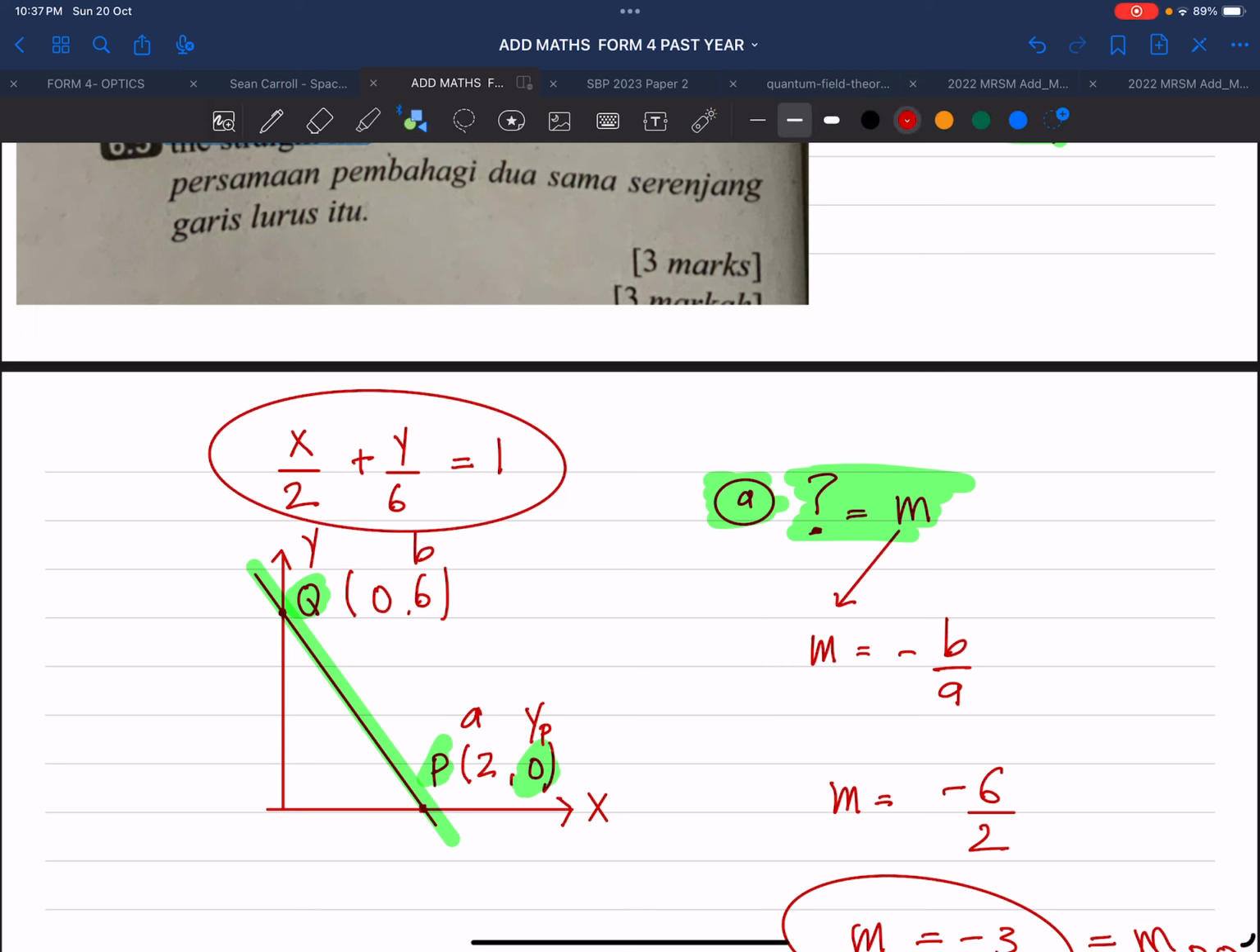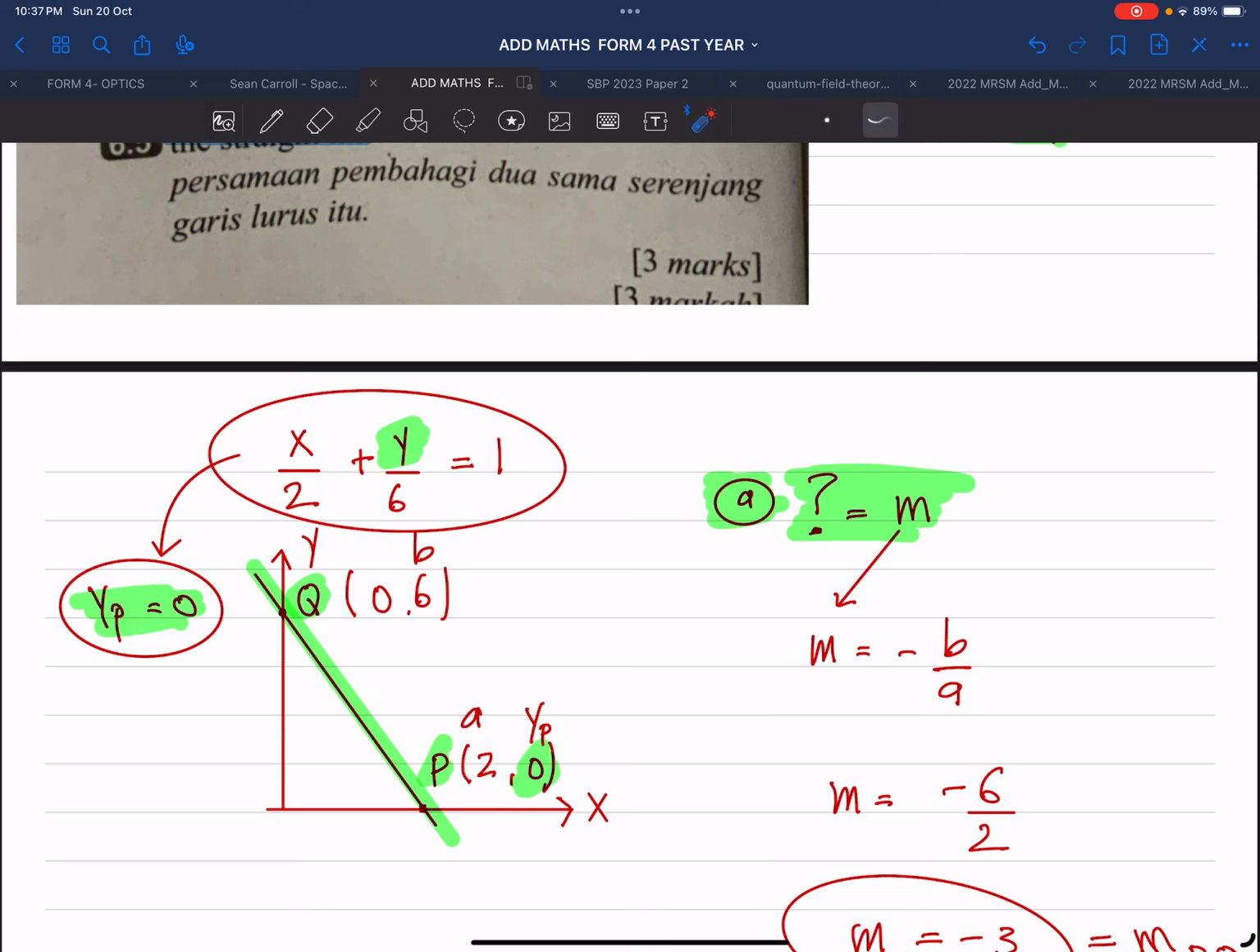So if I substitute yp, here this yp, I substitute with 0, what am I going to get? This whole thing would become 0. So I would get x over 2 equals to 1. Therefore, x is equals to 2. So the xp is 2. And this information I put back in the diagram. So the coordinate p, x coordinate is 2, y coordinate is 0.